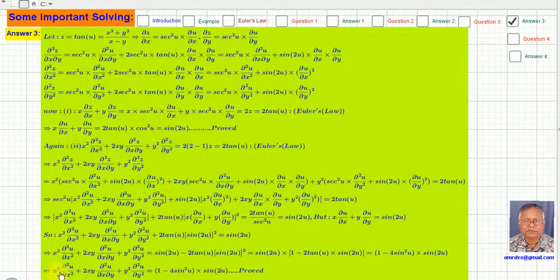You will finally get x square del square u del x square plus 2xy del square u del x del y plus y square del square u del y square is equal to 1 minus 4 sin square u times sin 2u. Here the solution goes on. See it and do it yourself, very peacefully you will get the answer. Let us discuss another type of question also.